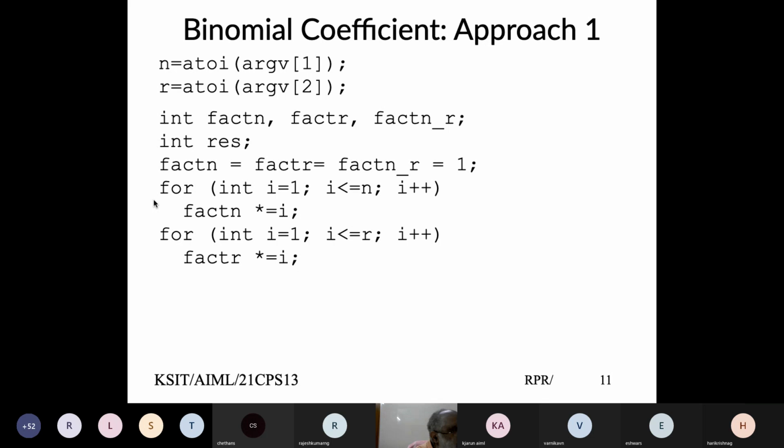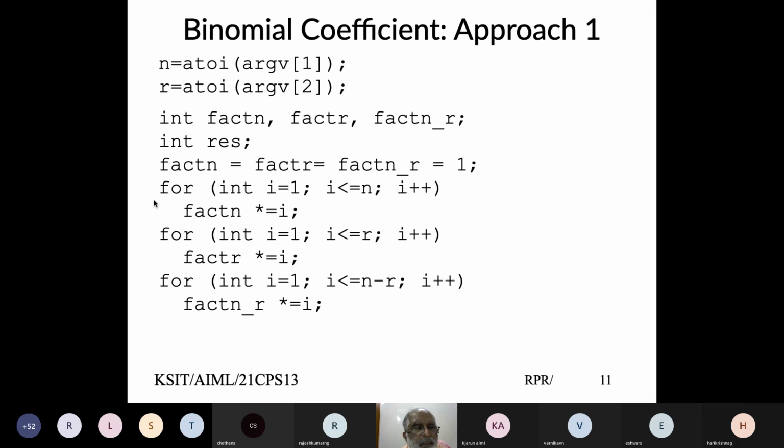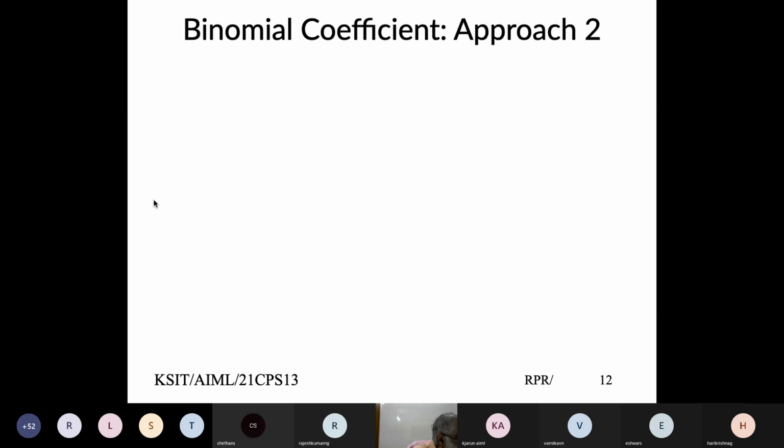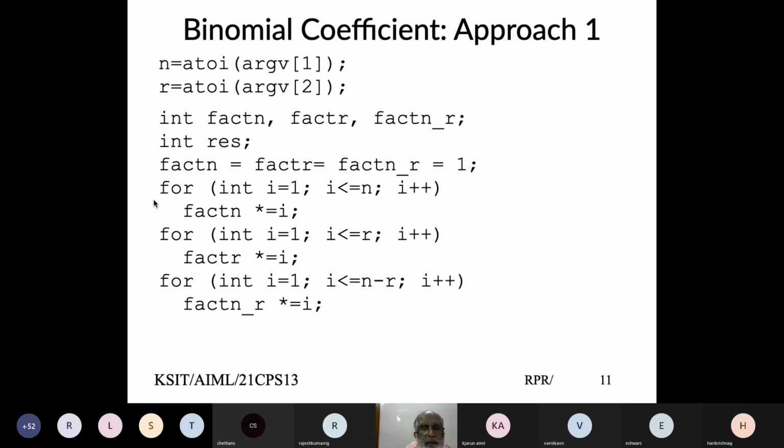I need to initialize with 1 because what multiplies with it remains the same. And in the same way, if I need to compute factorial N minus R, let's replace this by N minus R and replace this by factorial NR. I'll get that. And now I get my result by dividing factorial N by factorial R and factorial NR. And then you print the result and you should be fine. So you got the result, you printf, and we'll get the answer.